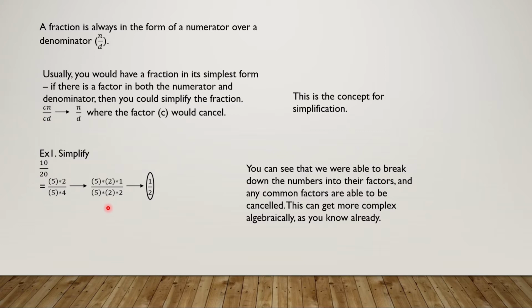And what happens is that the 5s and the 2s are both factors of the 10 and the 20, and what you can do is actually cancel those values. And when you cancel those values, what you'll be left with is 1 over 2, or 1/2. And you can see that too, that if you multiply the denominator by... if you multiply the numerator by 2, you would have a whole. That's really what a fraction is really saying.